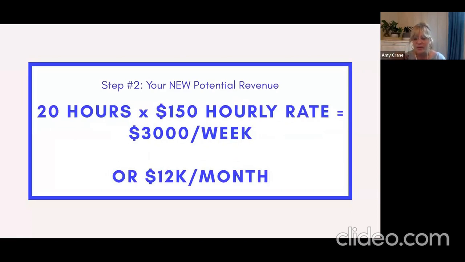So how many hours do you actually want to work in a week, in a month? Let's say I only want to work 20 hours, right? That's all the time I've got. I'm busy. I've got a kid. I don't want to work 40 hours a week. So I want to do 20 hours a week, and my new hourly rate is going to be $150 an hour. So that's $3,000 a week or $12,000 a month. Sounds great, right? So how do we get to that $12,000 a month?